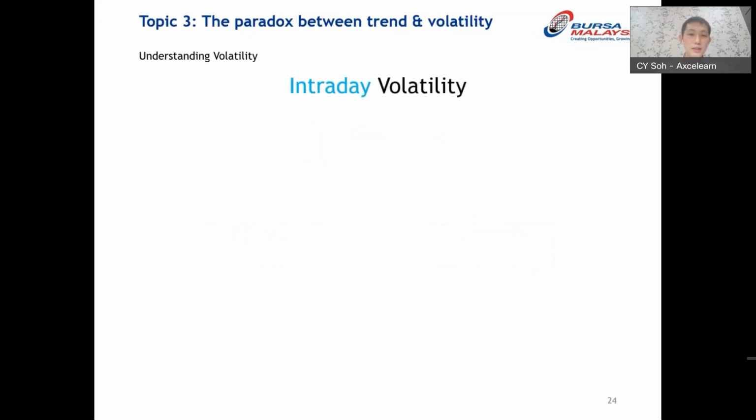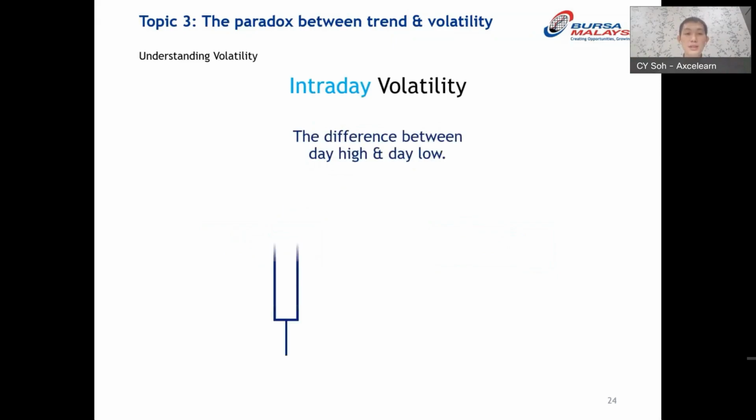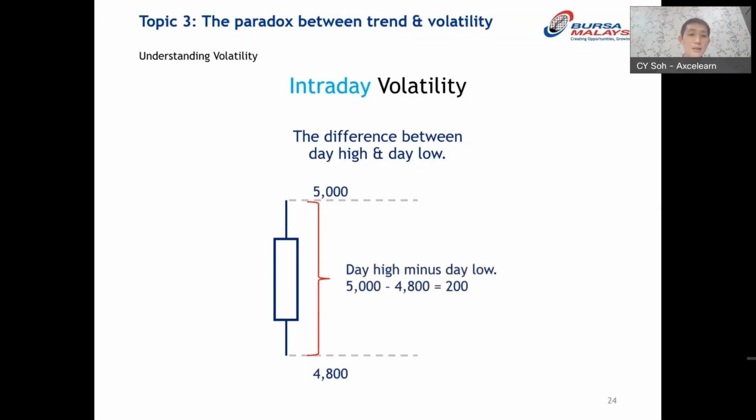Now, intraday volatility is actually the difference between the day high as well as the day low. For example, for a typical day, if the high of that particular day is 5,000 points and the low for that day is 4,800 points, then the day high minus day low is 200 points of difference. This is what we call the intraday volatility.